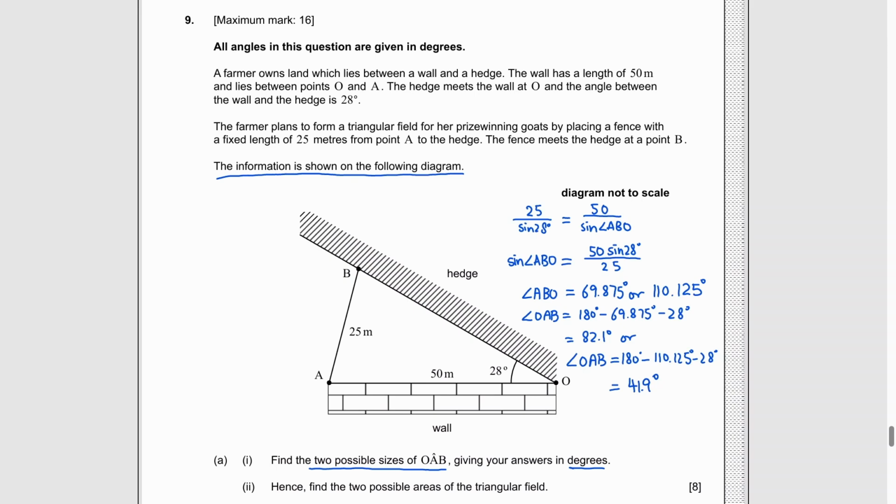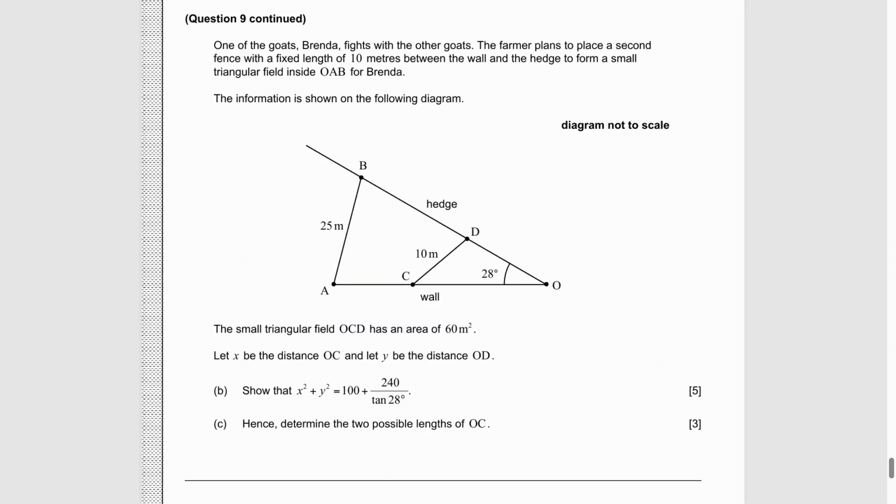Next, using these two possible angles, we apply the formula 1/2 times 25 times 50 times sine of the angle to find the two possible areas of the triangle. Now, we draw a line CD that divides the triangle into a smaller triangle OCD with area of 60. Let x be OC and y be OD.